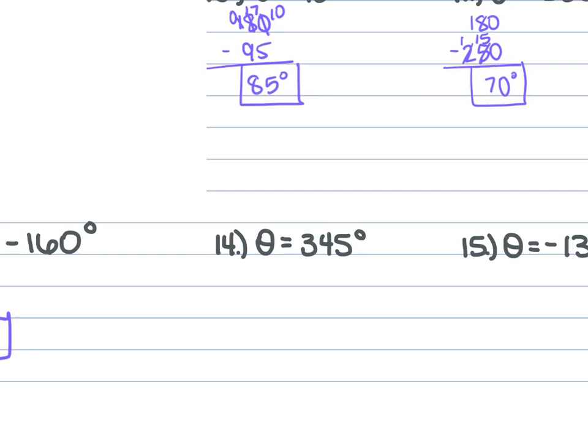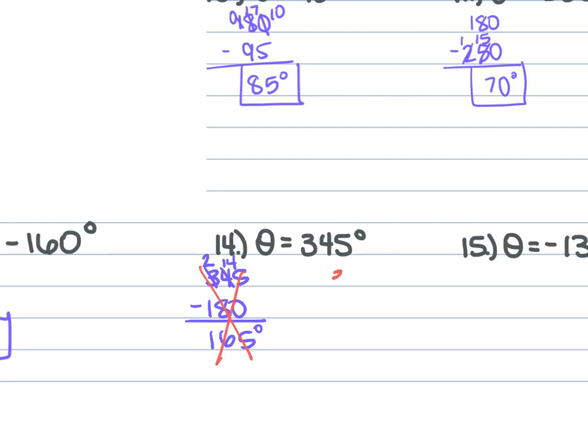For 14, we have 345. So we're going to start with the 345. If we subtract 180 from this, the 5 minus 0 is 5. 4 turns into a 14. 3 turns into a 2. So 14 minus 8 gives us 6. And then the 2 minus 1 is 1. 165 degrees is not an acute angle, so we are going to try 360 from this.